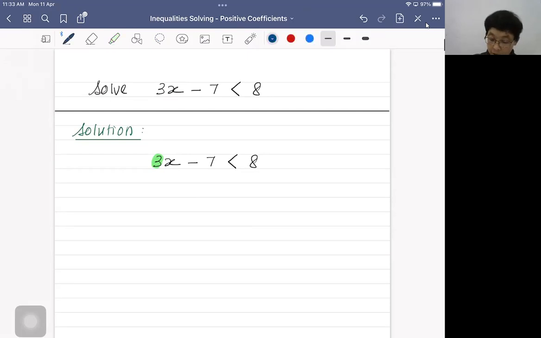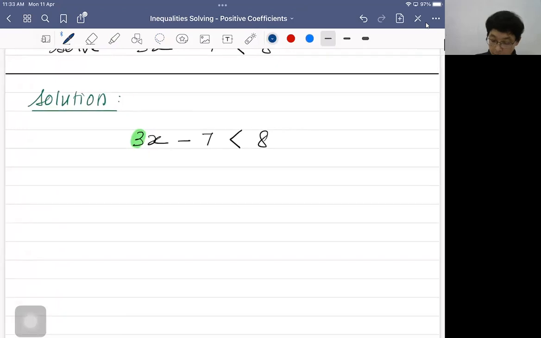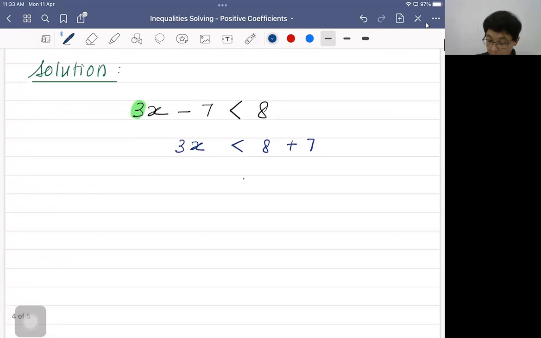Let's move on. So this is how we're going to do it. How do we solve this? Okay, we're going to add 7 to both sides. That will lead us to 3x less than 8 plus 7. Then that gives you 15. Okay, so now let's put in.